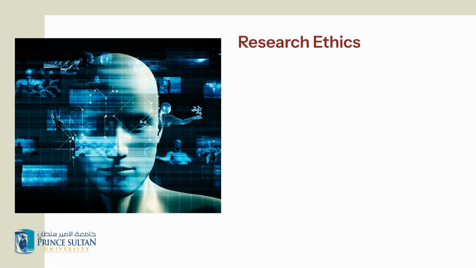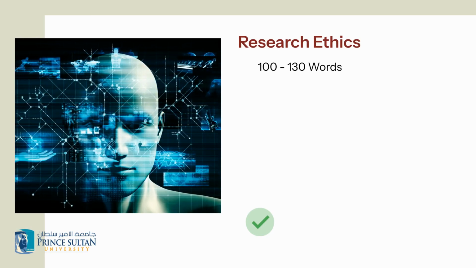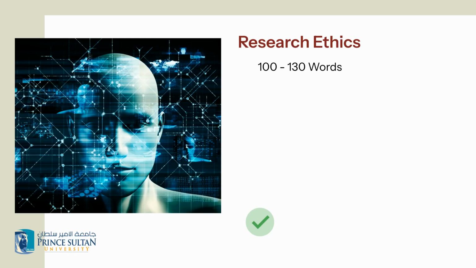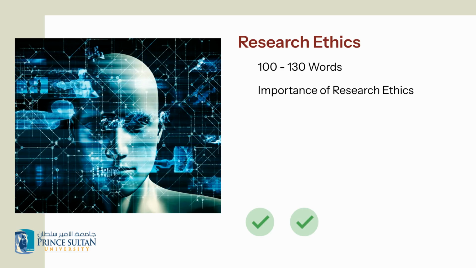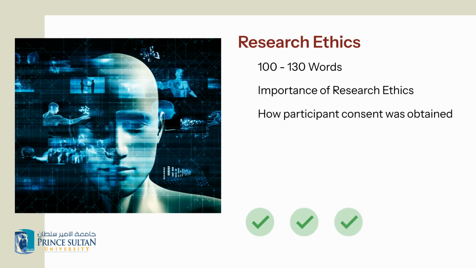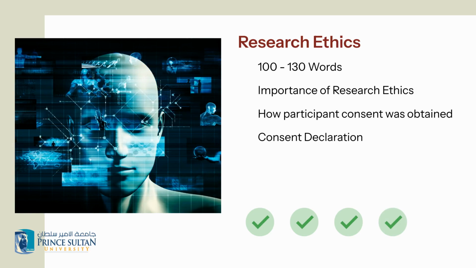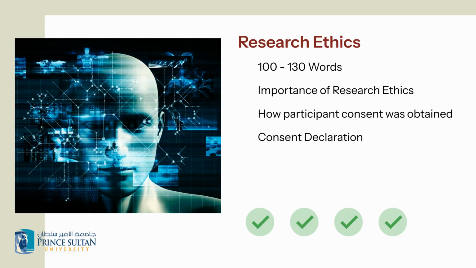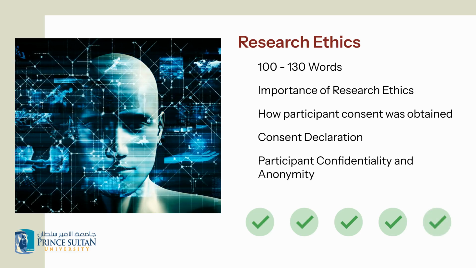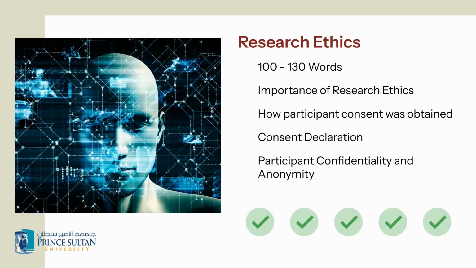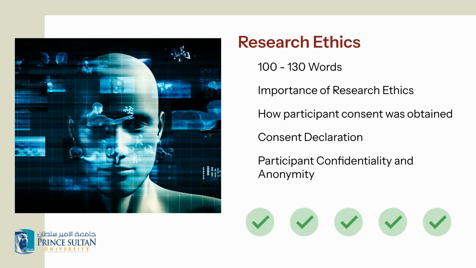Your research ethics paragraph should be 100 to 130 words, and it shows that your project respects the rights of your participants. Start by acknowledging the importance of research ethics. It's a key part of doing responsible research. Then explain how you got participant consent. Did you include a short message at the beginning of the survey? Next, describe the consent declaration. This is usually a simple statement that says participants agree to take part voluntarily. Finally, explain how you will protect participant confidentiality. For example, not collecting names or keeping answers anonymous. This paragraph helps build trust and shows that your research meets ethical standards.